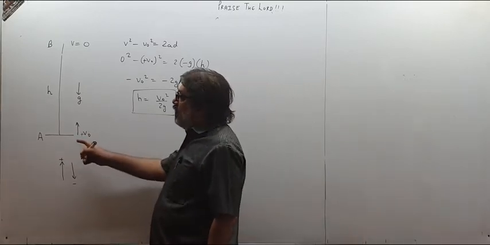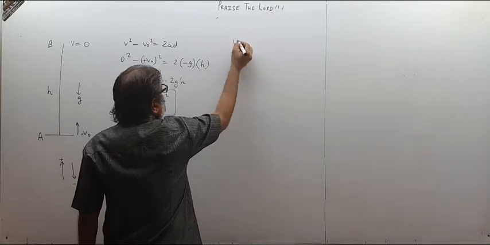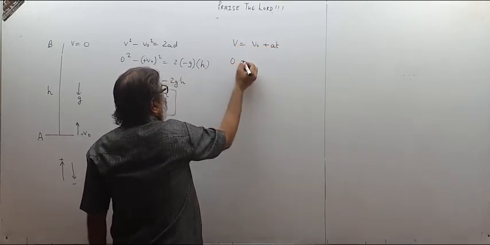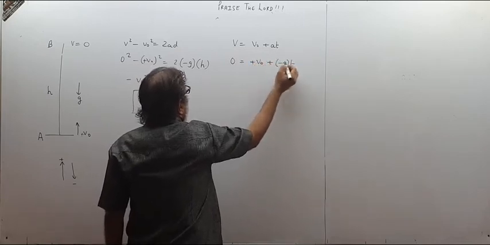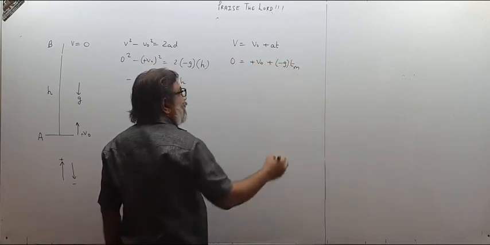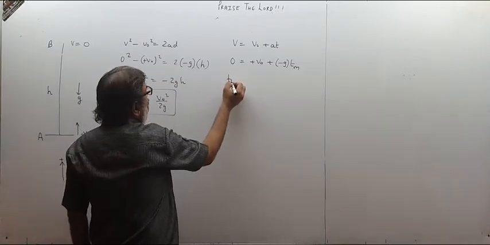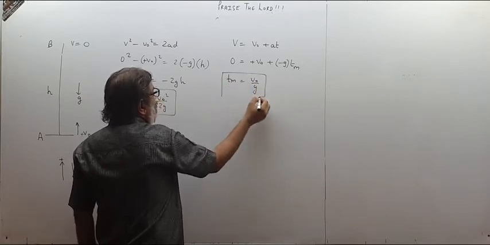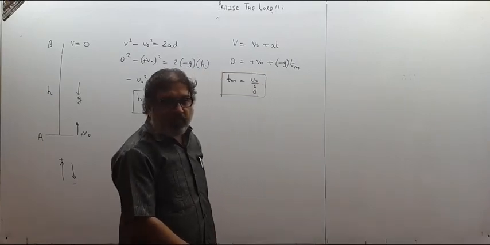For the time taken to reach the summit, the highest point from A to B, the formula is v equal to v0 plus at. So this is 0 is equal to plus v0 plus minus g into t. Tm, let me call it. Tm means time taken to achieve maximum height. So Tm will become equal to v0 upon g. This will be the time taken to achieve the maximum height, v0 upon g. These shortcuts you please remember.